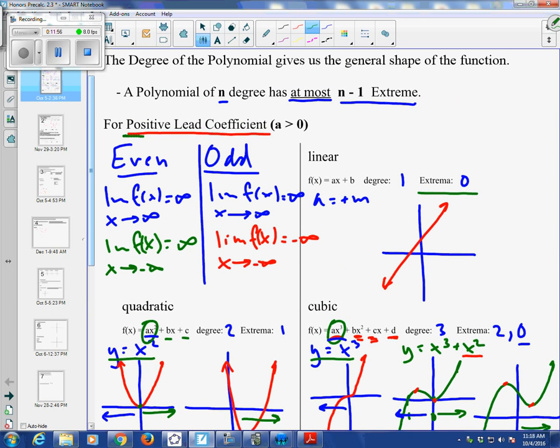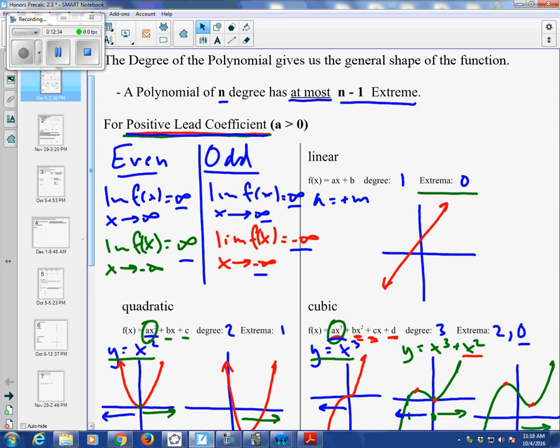Now this is specifically for cases where we're looking at a positive lead coefficient, but this is a trend that's pretty true for all polynomials. So we can take a look at the lead coefficient and the degree of the polynomial and immediately be able to determine the end behavior. If that lead coefficient is a positive number, an even polynomial is going to be going up to positive infinity as x goes out to negative infinity and positive infinity. And with an odd degree polynomial, the function values are going to be coming from negative infinity as x comes from negative infinity and going to positive infinity as x goes to positive infinity.